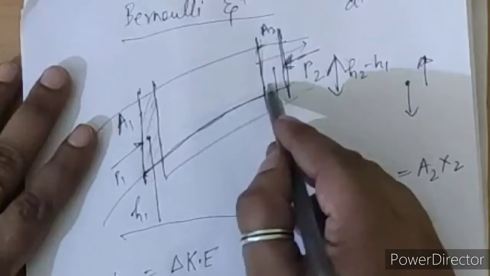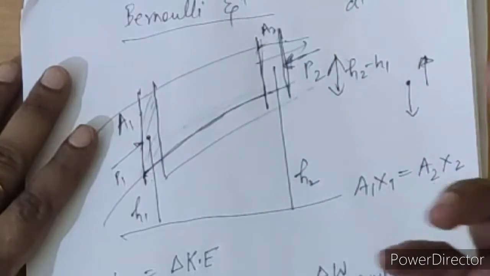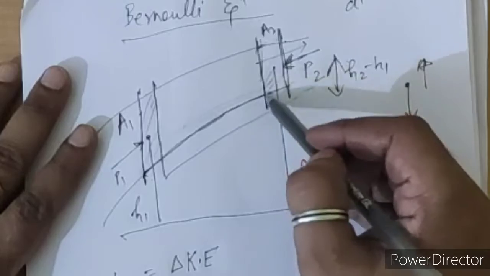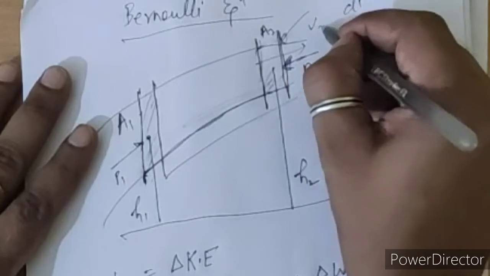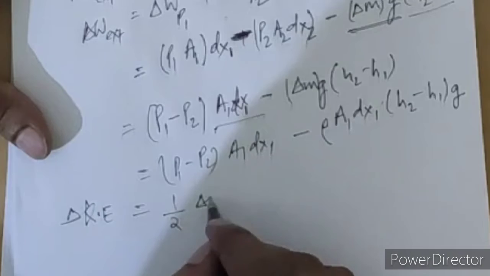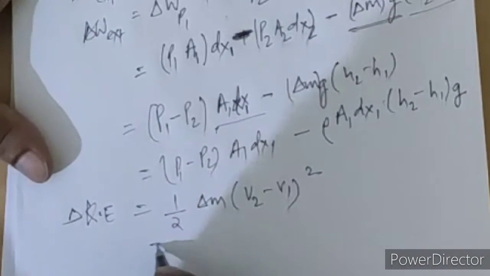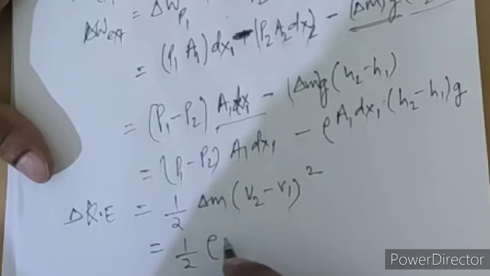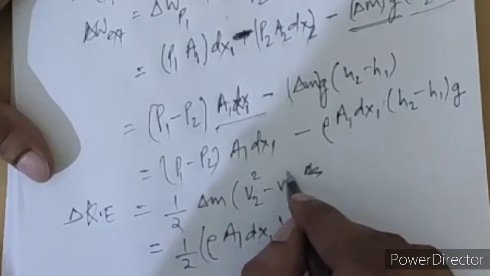So this part remains the same, and so all the particles here will have the same kinetic energy, so there is no change, but the change in kinetic energy is happening here, and this portion has moved from here. So let's say the velocity here is v2, velocity here is v1. Again, half mass will remain same, half m (v2 squared minus v1 squared). This will be half rho A1 dx1, this is mass, density times volume, and this is v2 squared minus v1 squared.